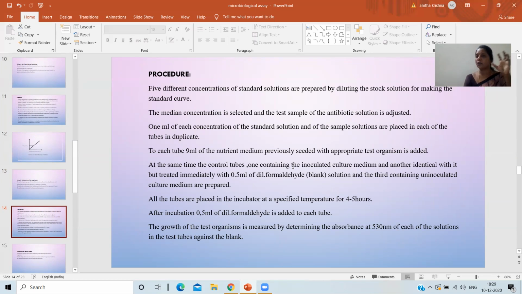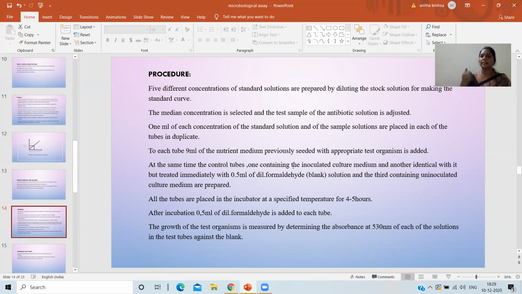Then the median concentration of the standard solutions has to be taken, and according to this median concentration, you have to make your test solution. So 1 ml of each of the standard and test solutions is added to test tubes in duplicate. That means 1 ml has to be added in 2 test tubes, 1 ml of standard and 1 ml of test. That is your primary step.